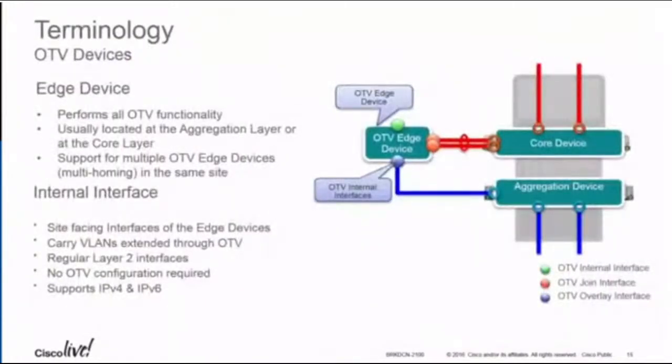Let's have a look at some of the terminologies which OTV has. Edge device. Edge device is the one which will perform all the OTV functionality. This is the device which will at least have one such interface towards the outside world. Then, talking about the internal interface. The internal interface is a plain regular L2 interface, and there is no OTV configuration required on the internal interface itself. This is the interface which will carry your VLANs that need to be extended over the OTV towards the other data centers.